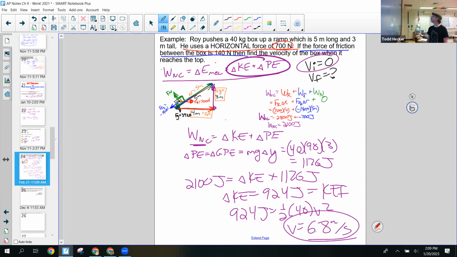Now, you certainly could have done this by doing net force equals ma. You'd have to split Roy's force into components. You'd have to split gravity into components. It's a lot more trig. Debatable about which one's easier, but you could certainly do that. But there are definitely problems that you couldn't solve using net force equals ma, specifically if your acceleration is not constant. Okay, so let's do such an example.